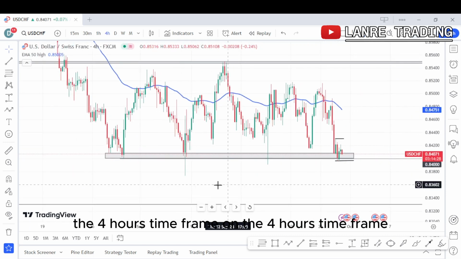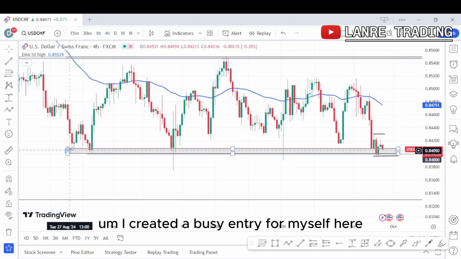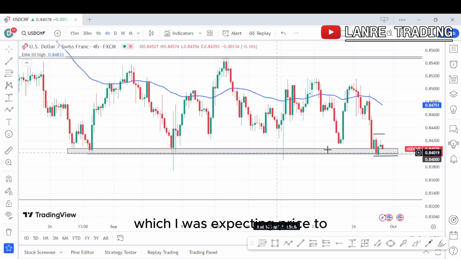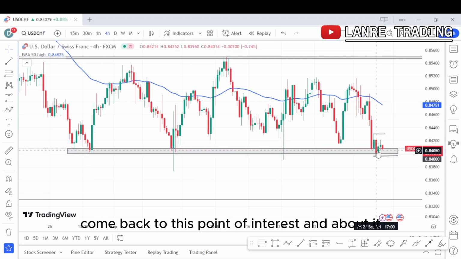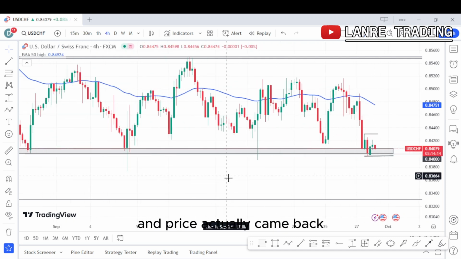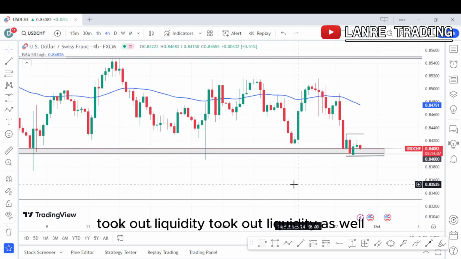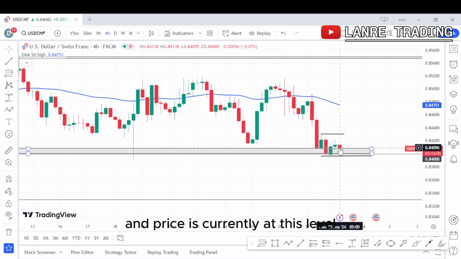On the 4 hours time frame, as you can see, I created a basic entry for myself here, which is my point of interest. I'm expecting price to come back to this point of interest. And price actually came back. Price has taken out liquidity somewhere around there, took out liquidity here as well. And price is currently at this level right about it.